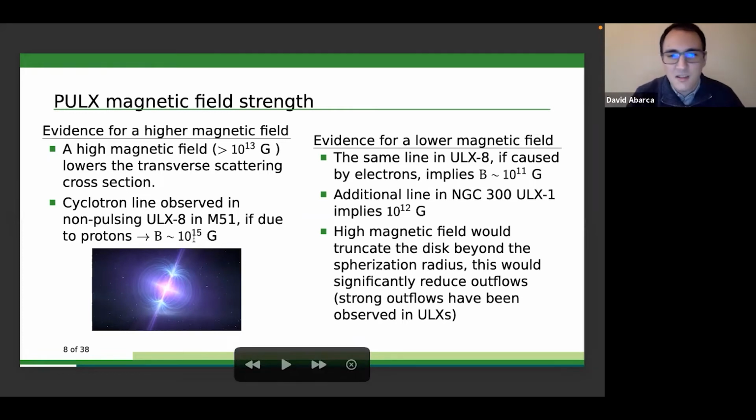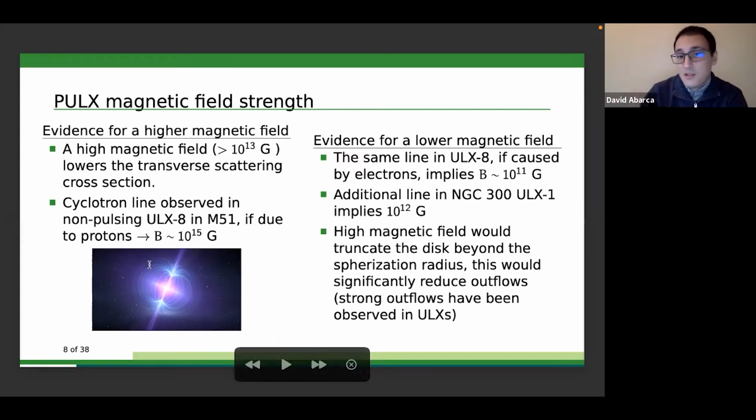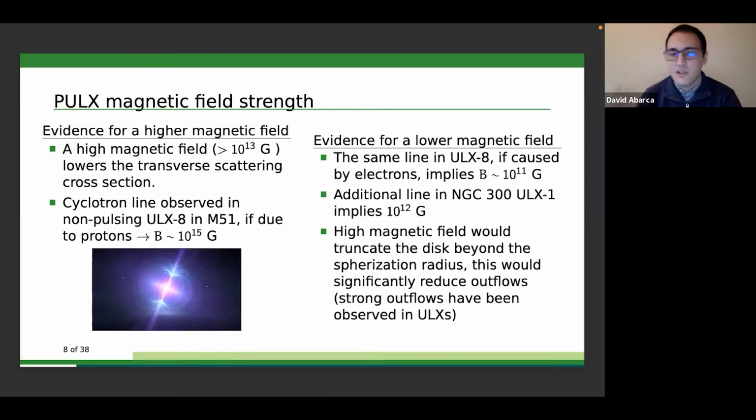Also, there were some cyclotron lines observed. If you say they're due to protons, that would give you a 10^15 Gauss magnetic field. This same line, if you say it's caused by electrons, would give you a lower magnetic field, 10^11 Gauss. And there's some additional evidence of lower magnetic fields. So what we're going to do is see if we can produce a ULX using a low magnetic field.